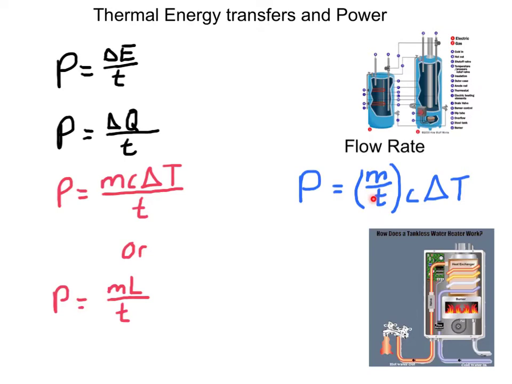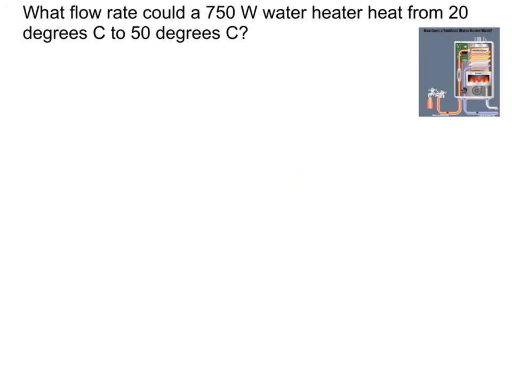All right, so I want to work a couple of problems showing applications. So in this problem I have a tankless water heater, and I'm trying to see what flow rate my tankless water heater could heat up. If it's rated at 750 watts and we need to heat this water from 20 degrees to 50 degrees Celsius, what flow rate do I need to have? In other words, if there's too much water coming past, the heater won't be able to keep up. It won't be able to warm the water all the way up to 50 degrees Celsius.